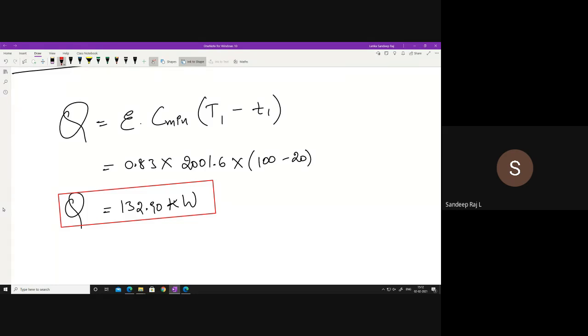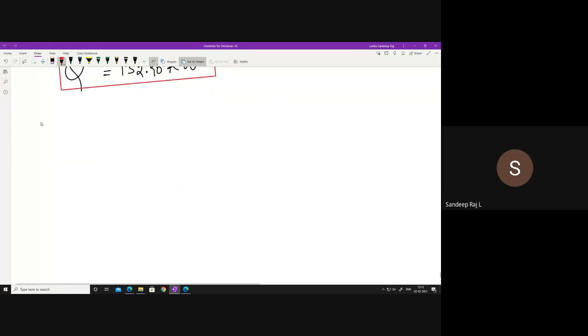Apart from Q, is he asking something else? T out, he is asking. That is small t2, he is asking you to find. So how do you find it? Tell me. MCP delta T of cold. If you use MCP delta T of cold, you will get it.